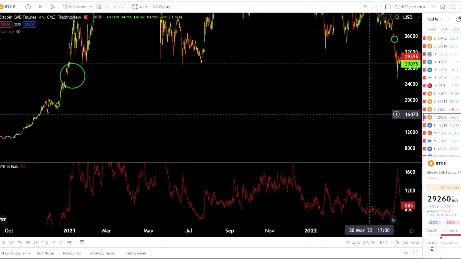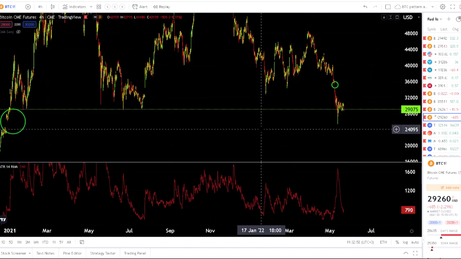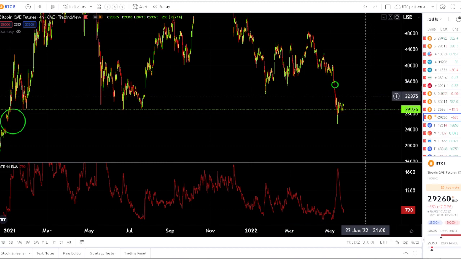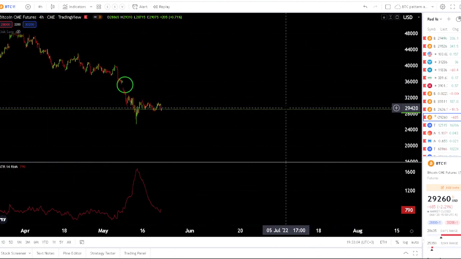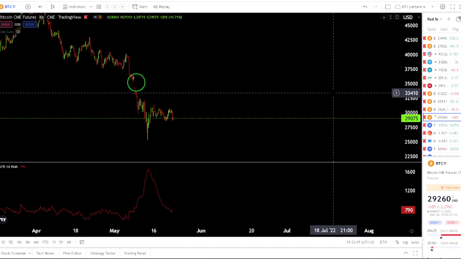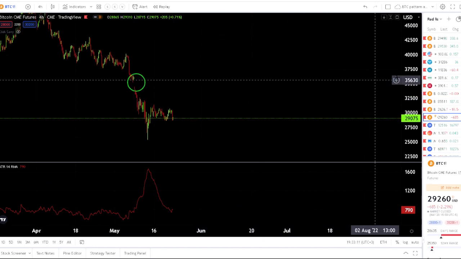Don't have just one bias of we're going up to the moon or it's a bull run and that's it. Price goes up and down. You should be able to trade both ways. And if you're a holder, then buying at 30k is a bargain. We were at 69k.